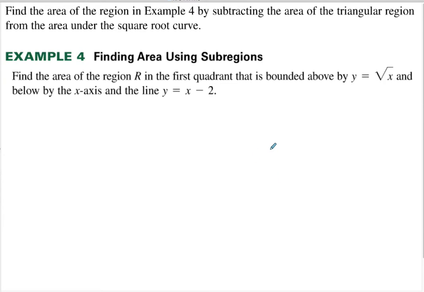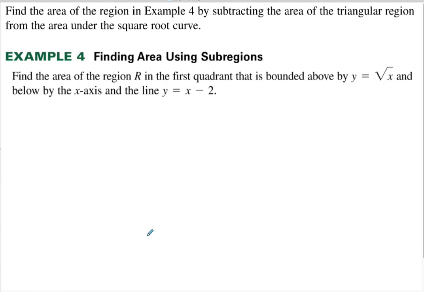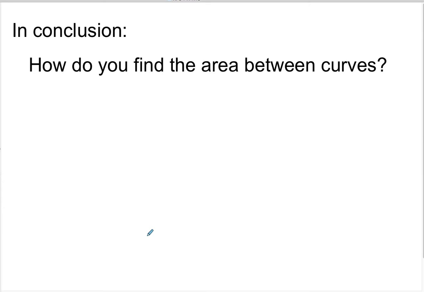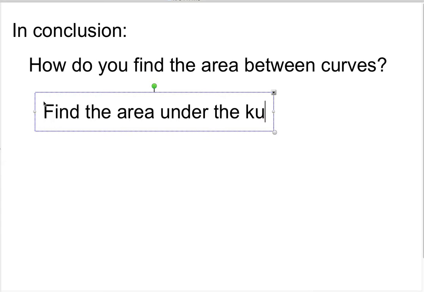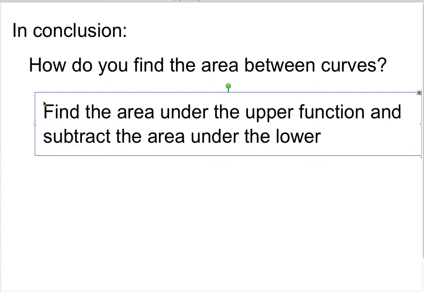Okay, find the area of the region, example 4. And again, this is the one we did back here. Same question, square root of x and x minus 2. And we caught a couple different ways to do it, using subregions, where you split it up into regions. I split it. You guys did the full thing and subtracted off pieces. Good strategies there. All right. So in conclusion, how do you find the area between curves? It's pretty basic. Find the area under the top minus the area under the bottom. All right. Any questions? See me in class tomorrow.